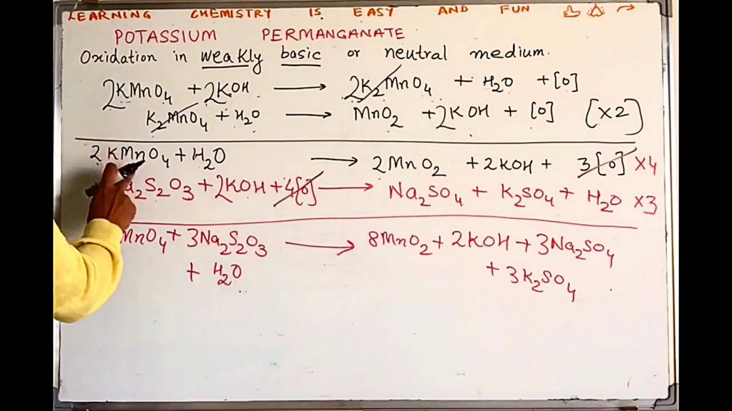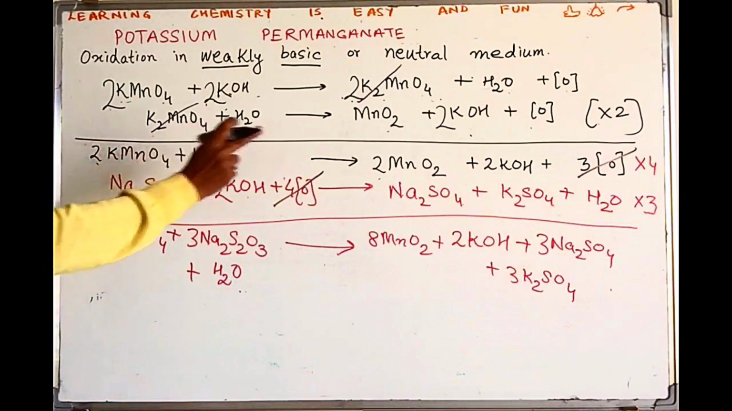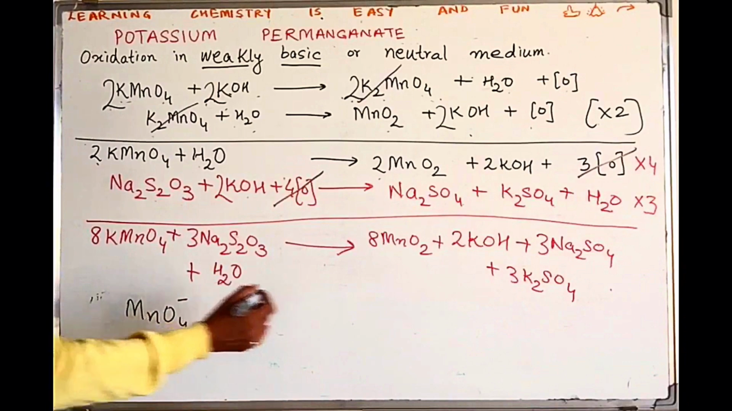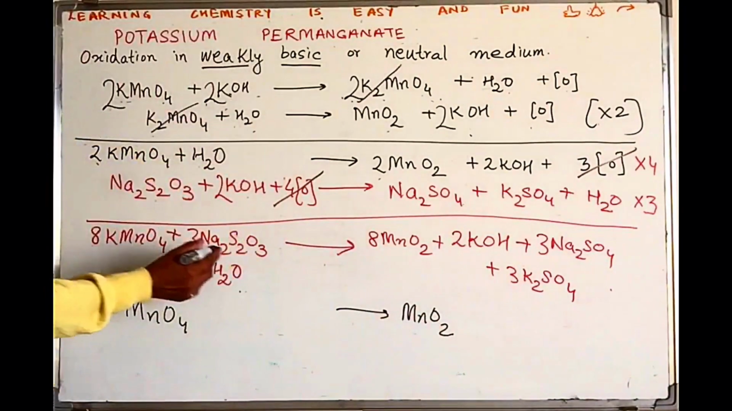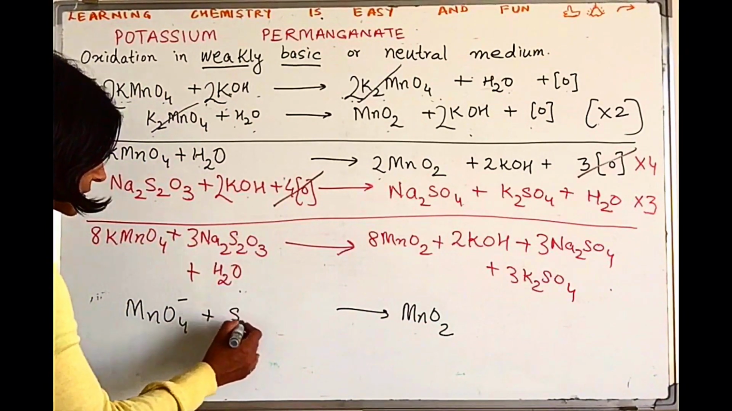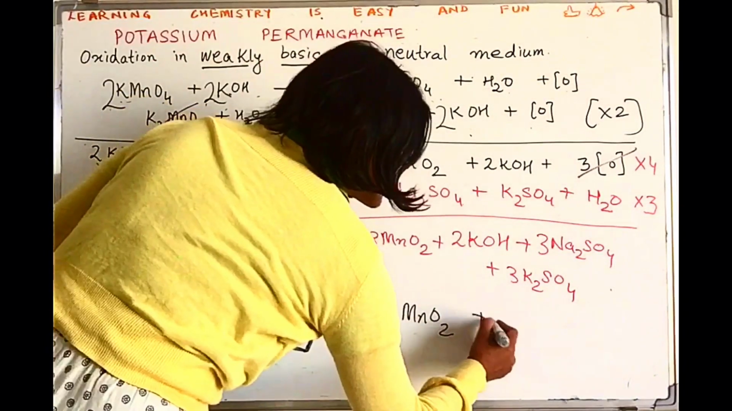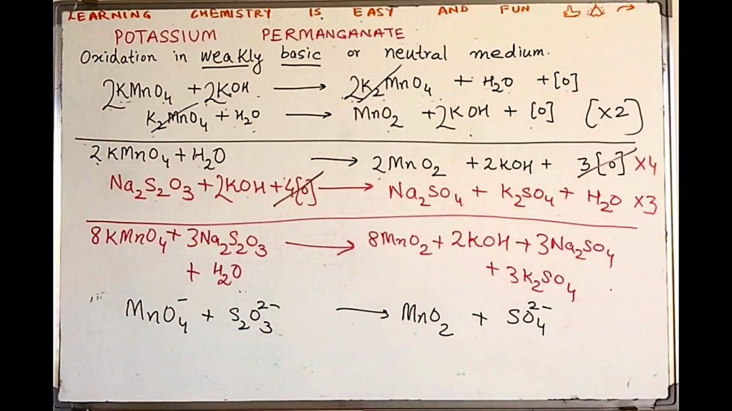Now, if you notice over here, in alkaline medium, MnO4 negative is turning to MnO2. MnO4 negative converting to MnO2, right? S2O3 2 negative, thiosulfate ions, getting converted into sulfate ions, SO4 2 negative, be it sodium sulfate, be it potassium sulfate. This is my basic ionic equation that I have got.